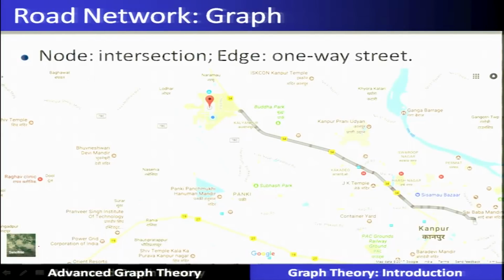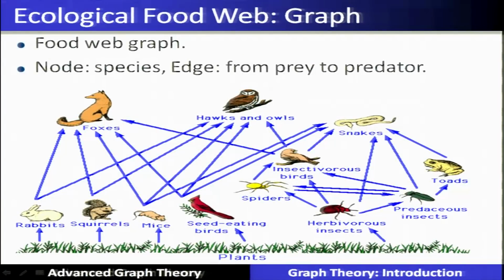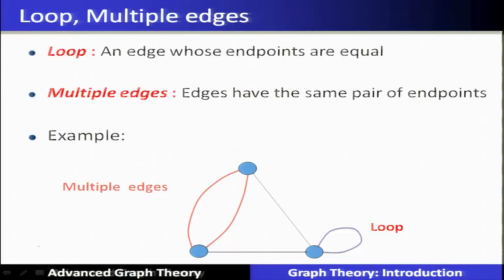How a road network can be modeled as a graph, we can see over here, where the nodes are the intersections and the arcs or edges are the road segments which connect these intersections. So, we can evolve a road network, and this can be modeled as a graph. An ecological food web can also be represented as a graph model, wherein the nodes represent different species, and the arcs or edges represent prey to predator.